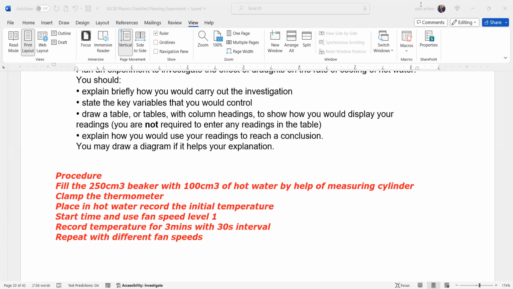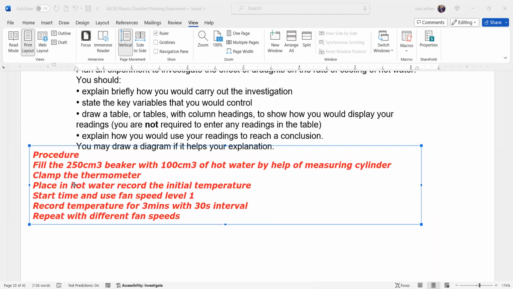Now, state the key variables that you would control. What are the variables we should control? What are the parameters that should be the same for a fair comparison? Yes. Initial temperature, good. Amount of water, good. What else? Initial temperature, surrounding temperature, amount of water, volume of water, the time interval. That's right.